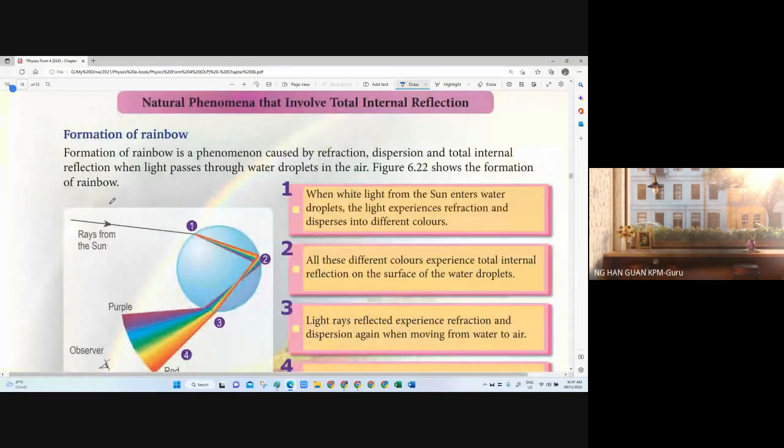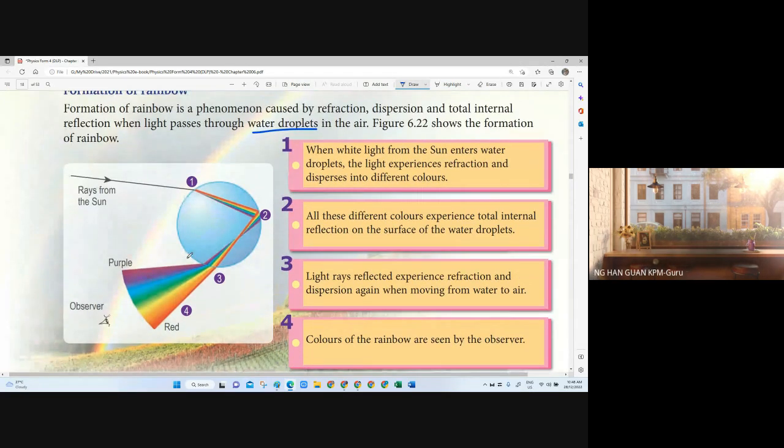Okay, and here the formation of the rainbow is one of the natural phenomena. When the sky has a lot of water droplets, you are able to see the rainbow. But to make sure you see the rainbow, you have to make sure the sun is behind you. When the sun is behind you, you can simply see the rainbow right in front of your eyes, because of the total internal deflection.